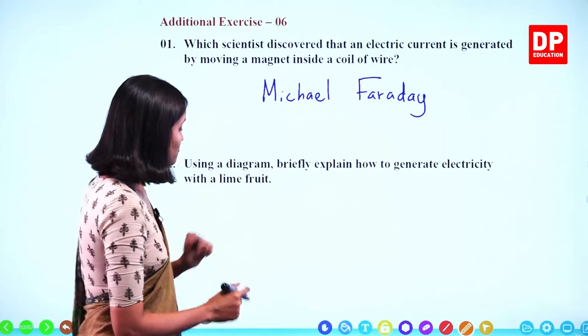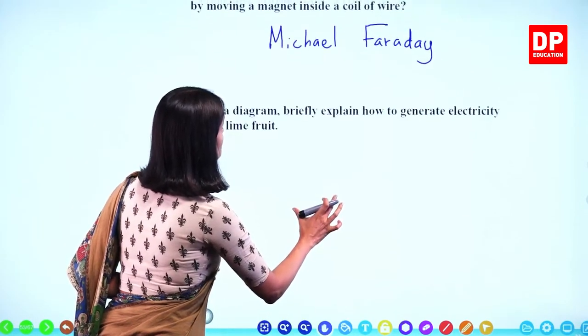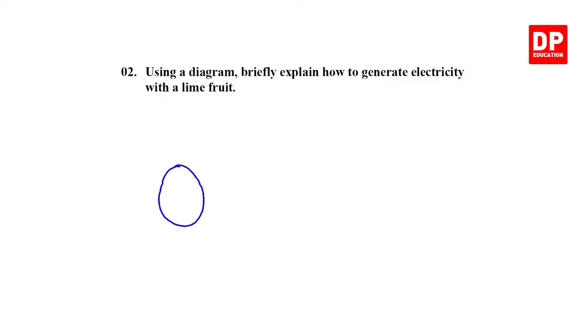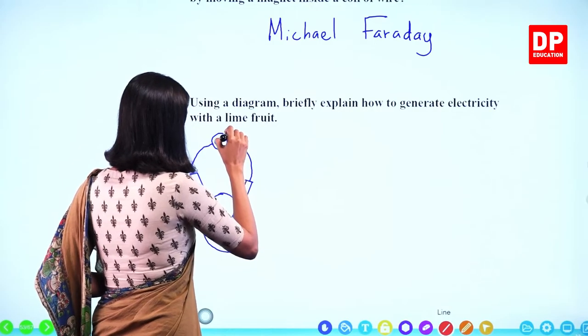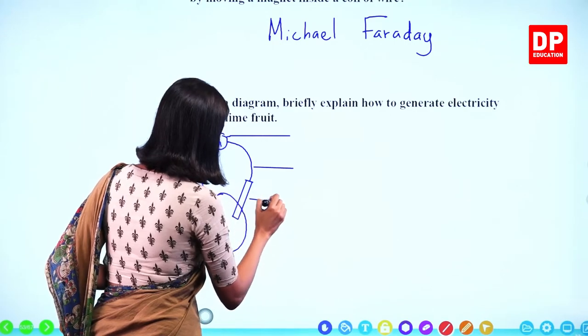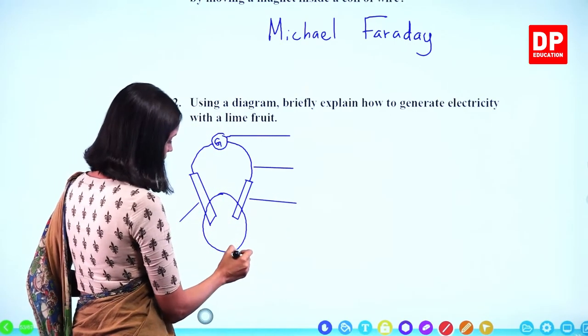Okay, we'll draw the diagram first. So we can draw the lime fruit like this and two metal sheets. Whenever we draw a diagram, you all know that we have to label it as well. And with two connective wires, we have to connect a galvanometer like this. Okay, we'll label this. Galvanometer, connective wire, copper sheet, zinc sheet, lime fruit.